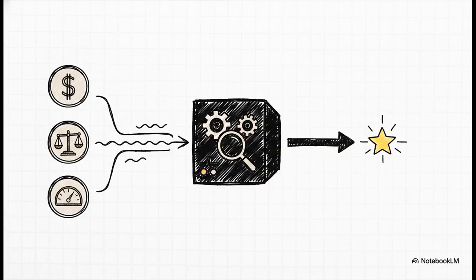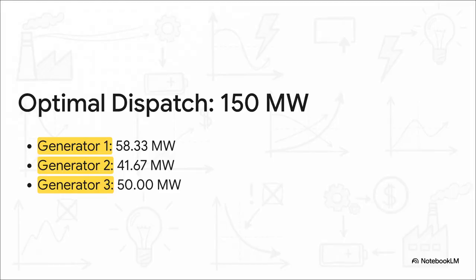And now, this is where the magic happens. We take our goal, the cost function, we take all our rules, the bounds and the power balance, and we just hand them all over to this incredibly powerful solver function. This single line of code tells the computer, okay, go find the absolute best combination of power outputs that follows all my rules and gives me the lowest possible cost. And just like that, out pops the answer. To meet 150 megawatt demand, the cheapest possible way is to run generator 1 at 58.33 megawatts, generator 2 at 41.67, and generator 3 at exactly 50. That is the one single optimal dispatch.